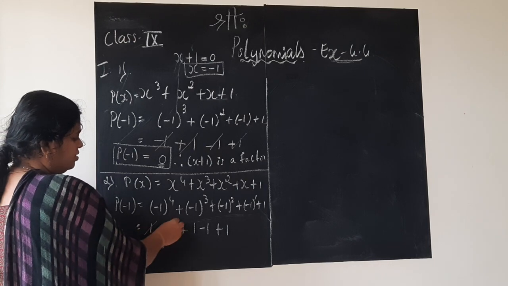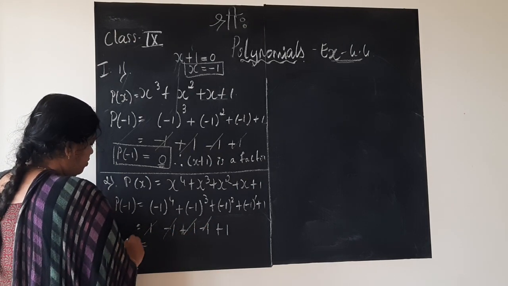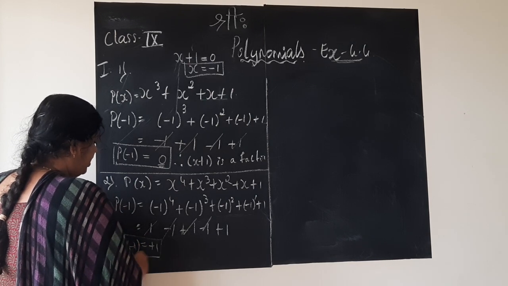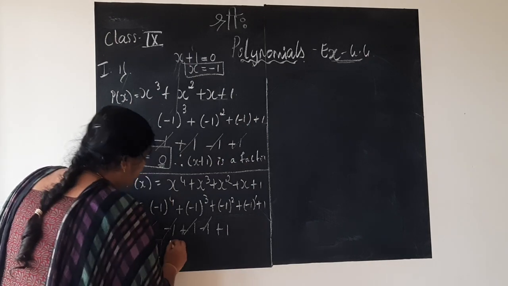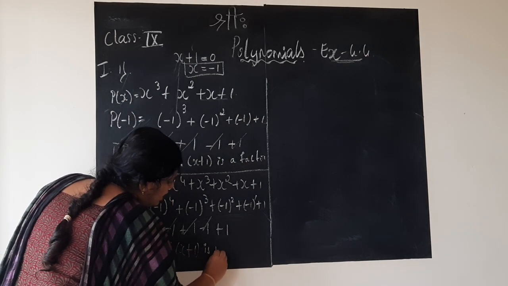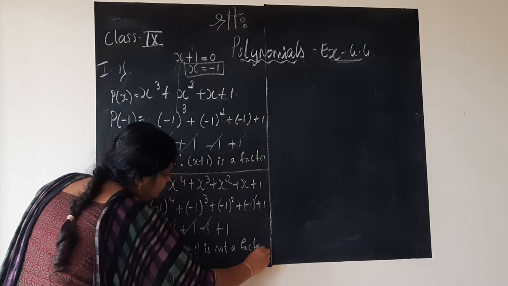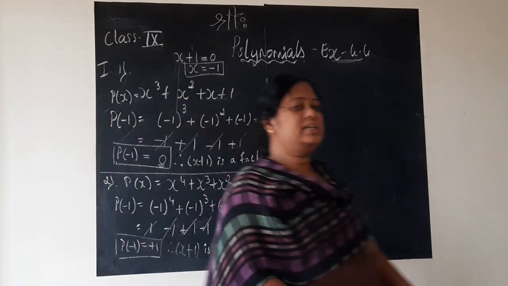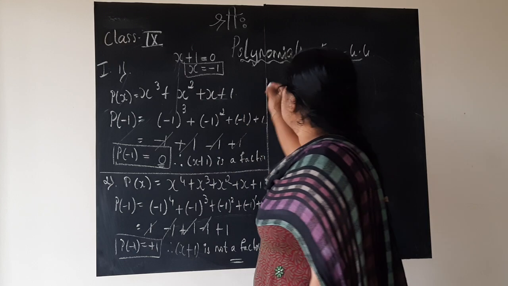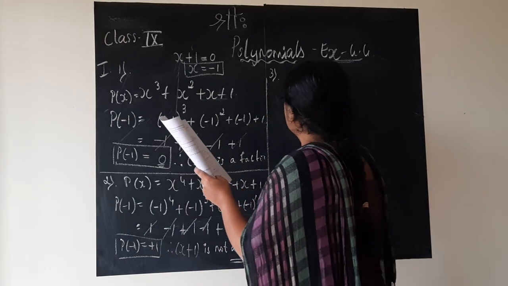So plus 1 minus 1 plus 1 minus 1. But we are left with one more plus 1, children. Isn't it? We are left with one more plus 1 and we didn't get p of minus 1 is 0. Therefore you will write x plus 1 is not a factor. X plus 1 is not a factor, you will write in that case. If we got 0, it is a factor. If we don't get 0, it is not a factor. So we will move on to third question.